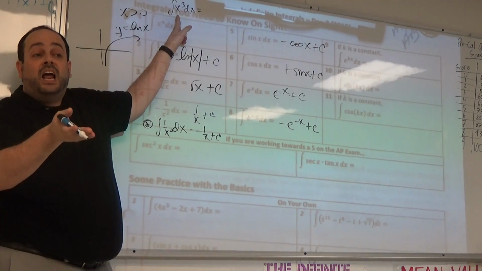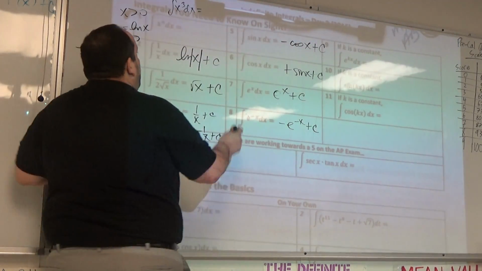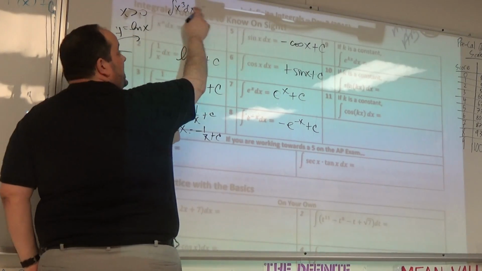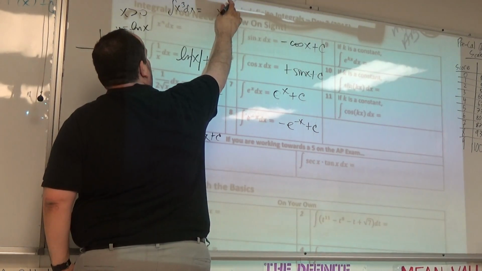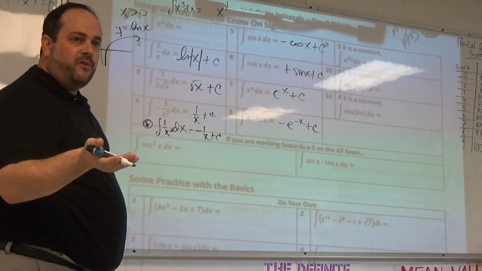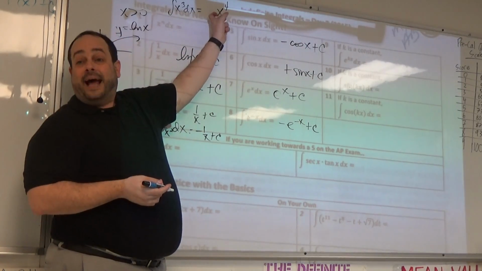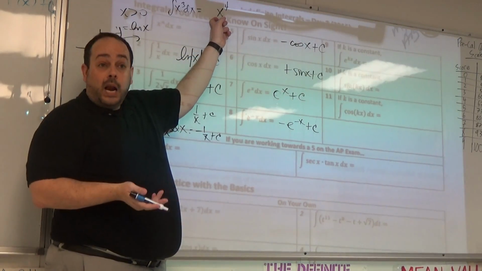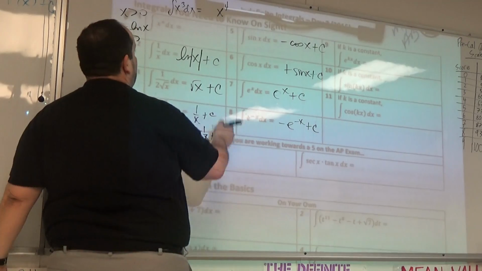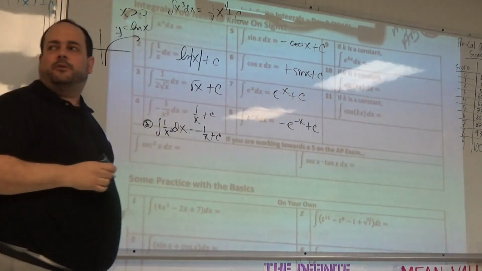1/4. If that's the derivative, the function it started with must have had an exponent that was 1 bigger. Had to be x to the 4th. But when I bring that 4 down, I'm supposed to multiply by something and get 1. So what has to be here? 1/4. So the answer would be 1/4 x to the 4th plus c.